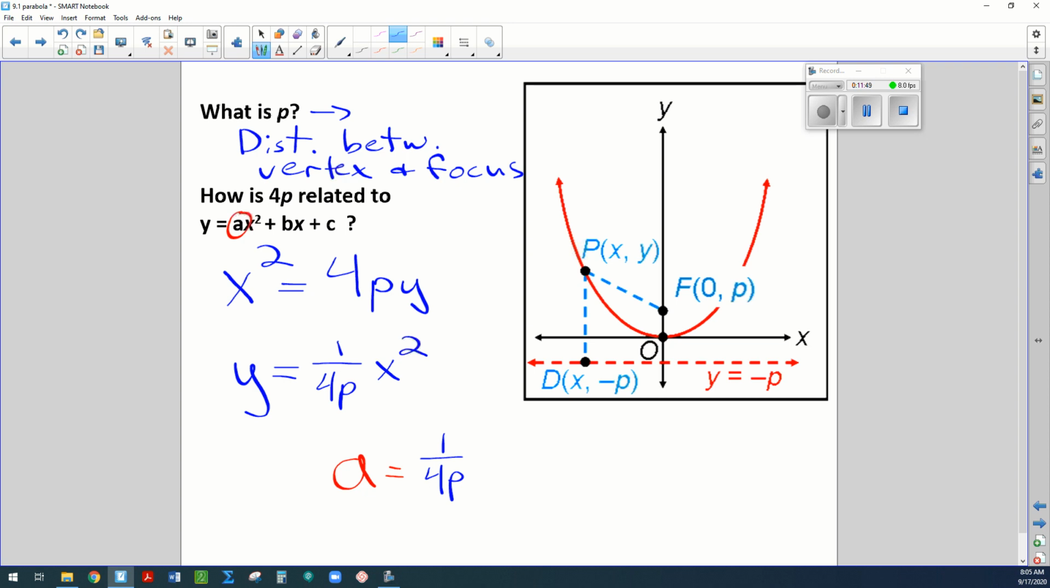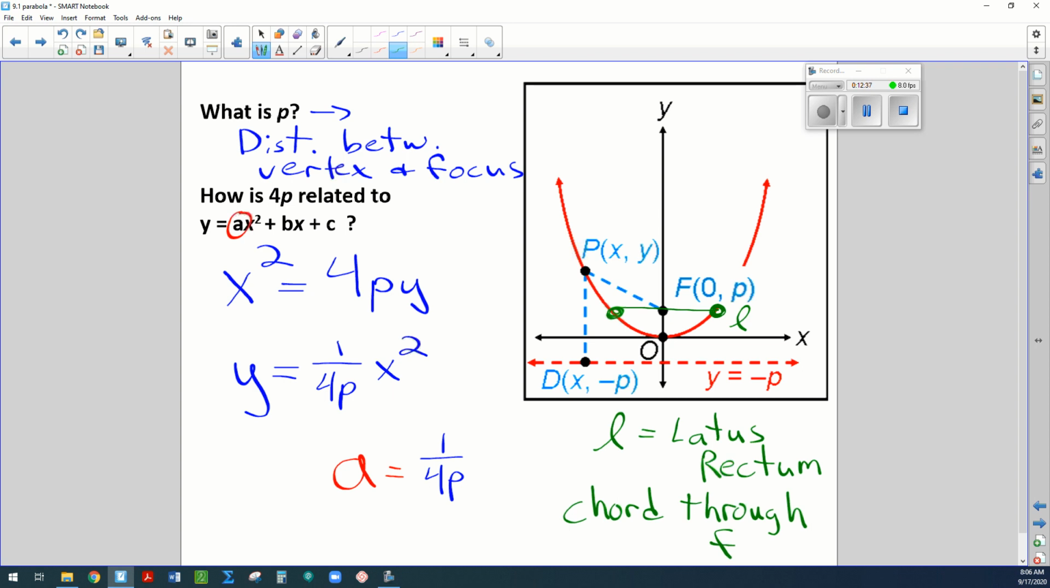If I use this same graph and I pick a point, let's say right here, we could figure out the length of that. So this segment I just drew, this green segment, for now I don't want to name it anything. Let's call it L, line L. Line L is called the latus rectum, which is a chord going through the focus. It's not just any chord through the focus, because I could draw another one that ends on the parabola, but it's a chord through the focus that's perpendicular to the axis of symmetry.